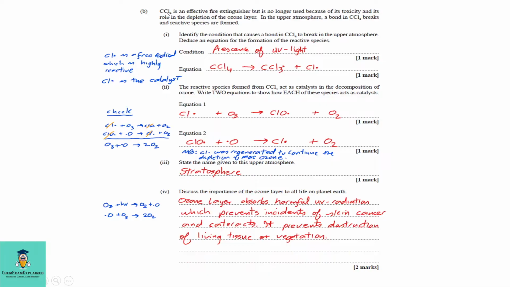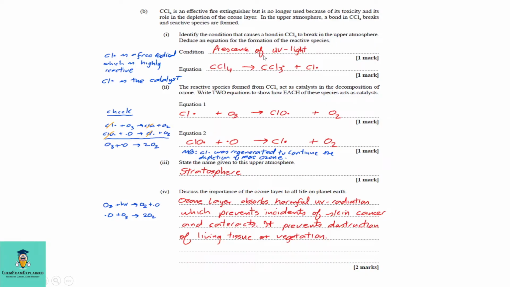3B. Carbon tetrachloride is an effective fire extinguisher, but it is no longer used because of its toxicity and its role in the depletion of the ozone layer. In the upper atmosphere, a bond in CCl4 breaks and reactive species are formed. Part 1. Identify the condition that caused the bond in CCl4 to break in the upper atmosphere. Deduce an equation for the formation of the reactive species.